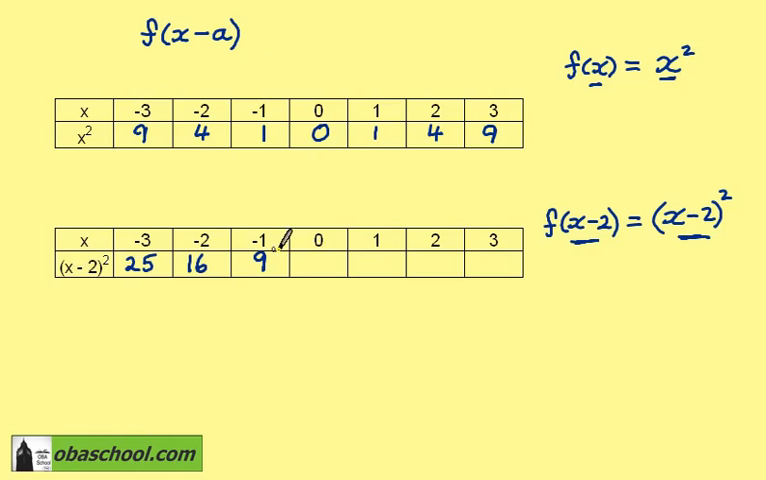Put 0 in and we get minus 2 squared, which is 4. For 1 take away 2 is minus 1, which squared is 1. If we substitute 2 in, 2 take away 2 is 0, 0 squared is 0, and finally for 3 take away 2 is 1, 1 squared is 1. If we compare the two tables of values, it appears that the bottom row is a shift of the top by 2 units to the right.